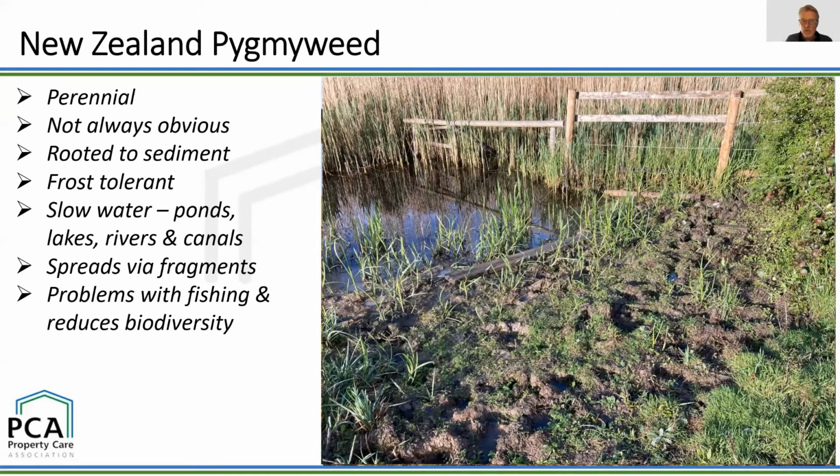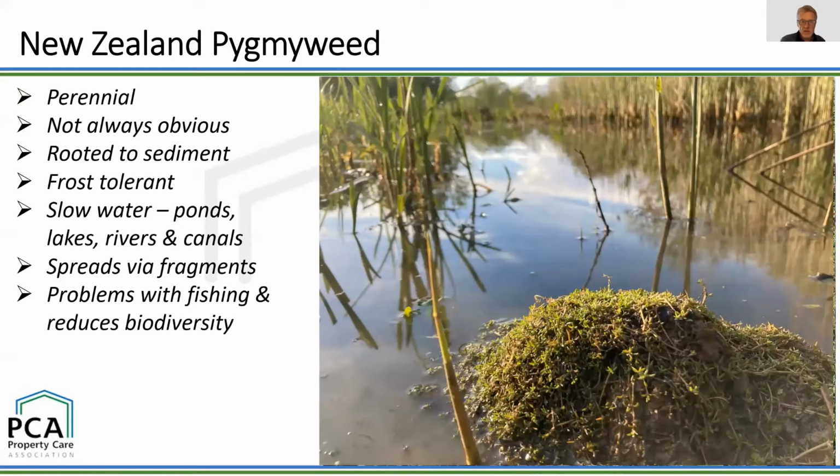It's also quite robust in that it's resilient to trampling. So here we can see little divots from where livestock have been taking in water. And amongst those little divots are newly establishing patches of New Zealand pygmyweed.